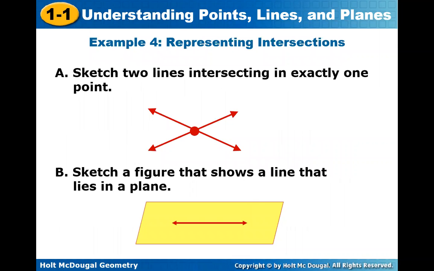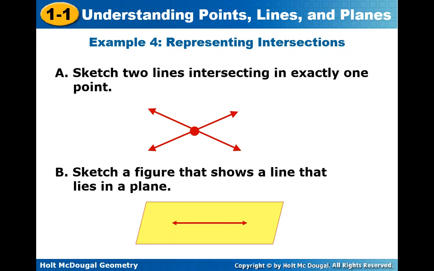This one's kind of already done for you. I would recommend maybe doing this yourself, but sketch two lines intersecting in exactly 1 point. Well, that's just our postulate, right? Sketch a figure that shows a line that lies on a plane. Well, this line lies on the plane. Every point on this line is on the plane. So this line lies on the plane, right?